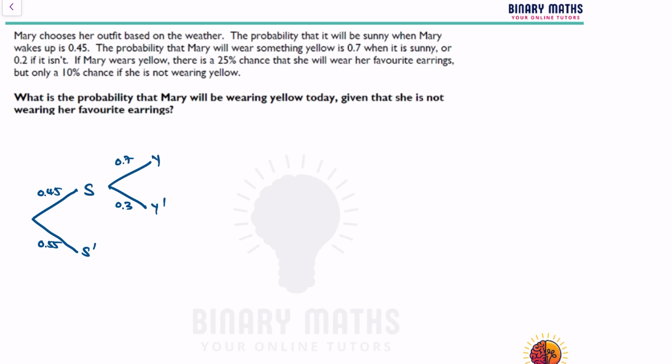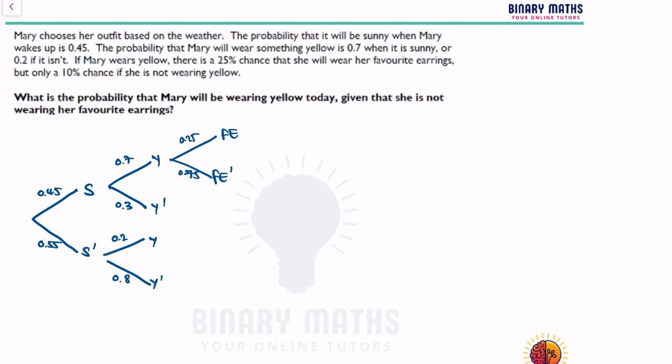Yellow is 0.7 when it is sunny, or 0.2 if it isn't. So if it's not sunny, then the chance of her wearing yellow is 0.2, so not yellow is 0.8. And then we've got favorite earrings or not. If Mary wears yellow, there is a 25% chance that she'll wear her favorite earring. So 0.25 favorite earring, and 0.75 not her favorite earring.